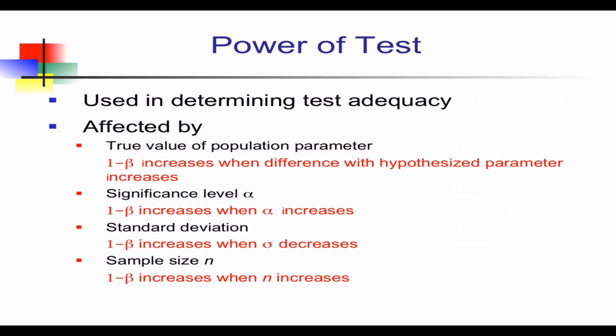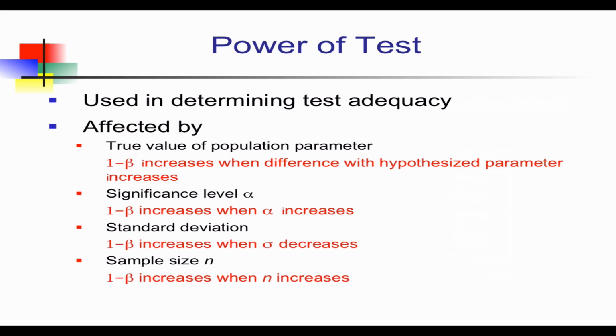H null. So let me use the other color. What does that mean? You have a C which is fixed here. This is your C. So essentially, what is power in this curve? Power means the area under H alpha where X bar is less than C. So this whole blue area under the blue curve refers to power.